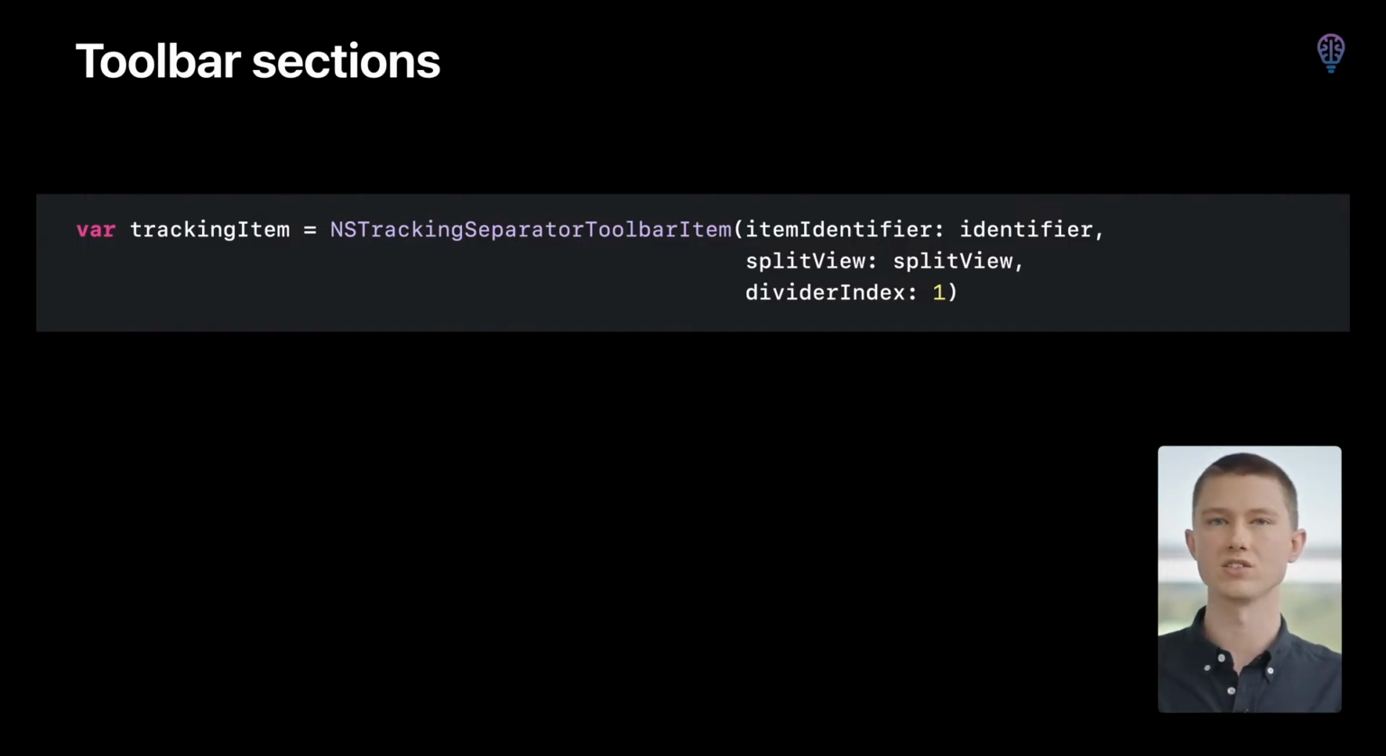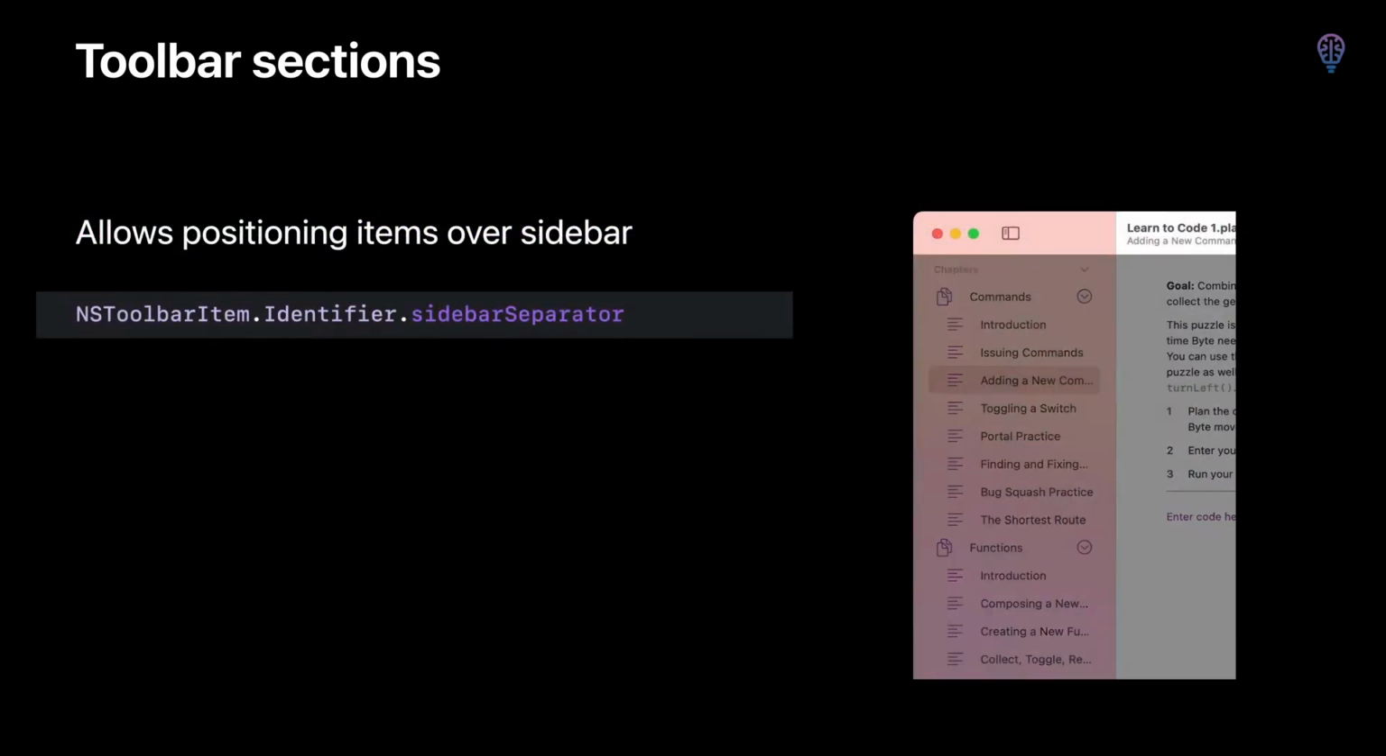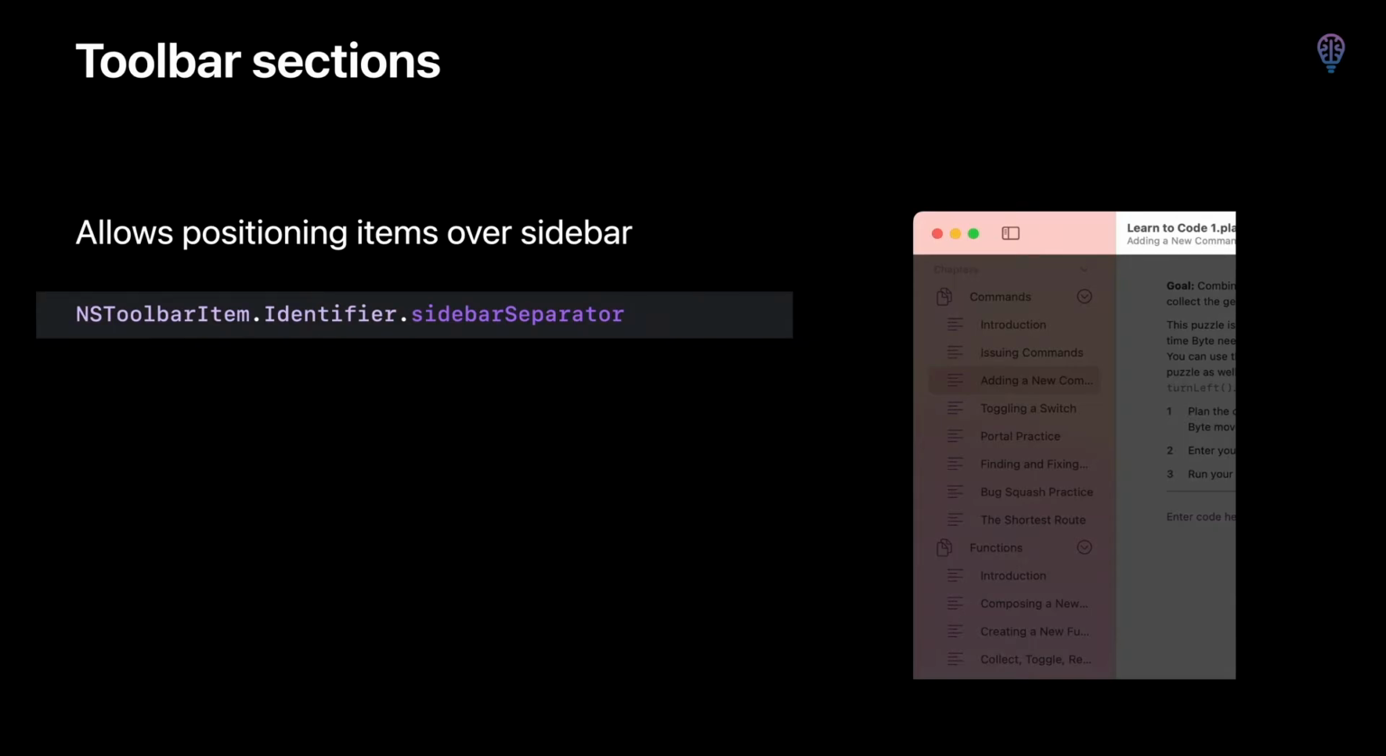If you don't have access to the split view during the item's creation, that's okay. Just assign it before the window is shown. You can also use this new tracking item to place controls over a full height sidebar. To make this easier, AppKit has added a new standard item identifier, which will discover the full height sidebar automatically. Toolbar items placed before the separator will appear over the full height sidebar.